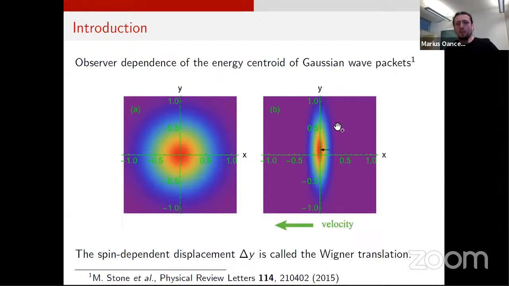So the boosted observer will see a deformed image like over here. But most importantly, the boosted observer will see the energy centroid of the Gaussian wave packet shifted along the y-axis, depending on the state of polarization of the beam. And this polarization dependent displacement, delta y, is called the Wigner translation. So more about this can be found, for example, in this paper or in many other papers in the literature.